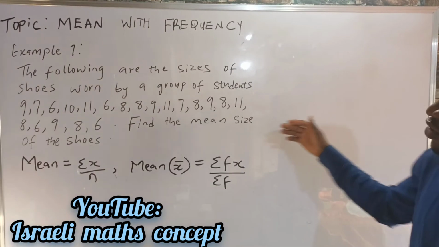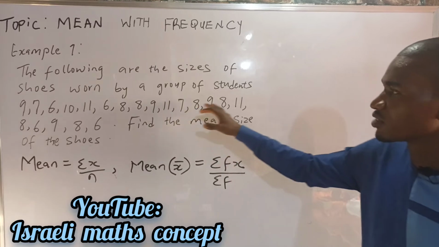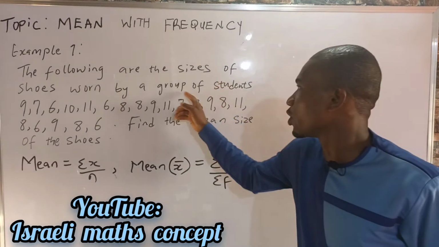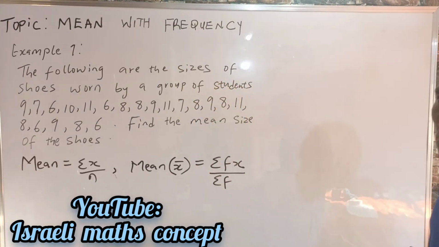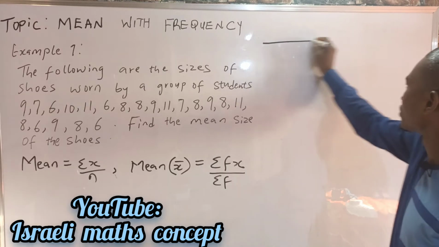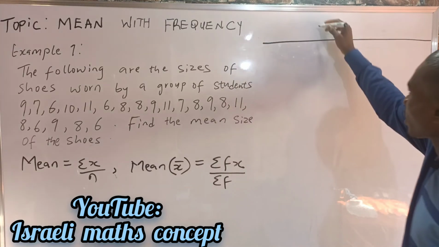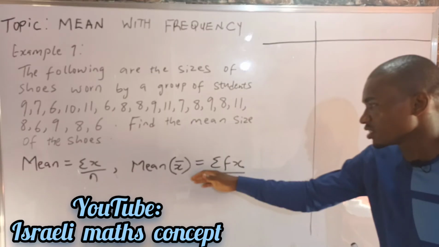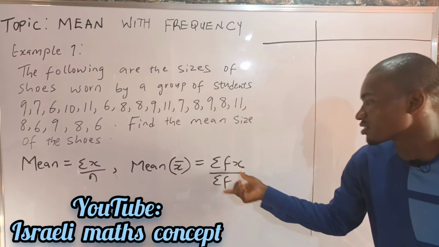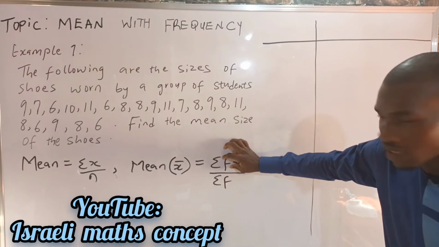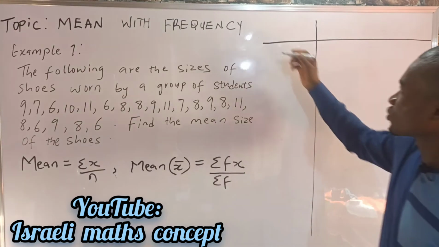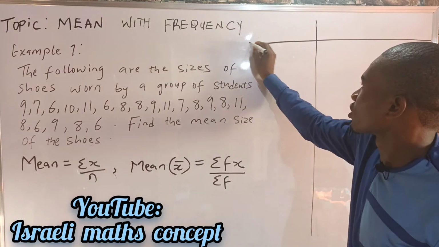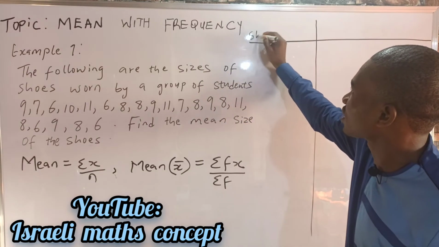For us to use the tabular method to calculate the mean of this given set of data, which are the sizes of the shoes worn by a group of students, first thing first, we draw our horizontal line and then we draw our vertical line. Then we begin to impute the parameters in this formula for mean, and the parameters are the x, the f, and the fx. The first one is our x, and our x are the sizes of the shoes. So remember that our x are the shoe sizes.